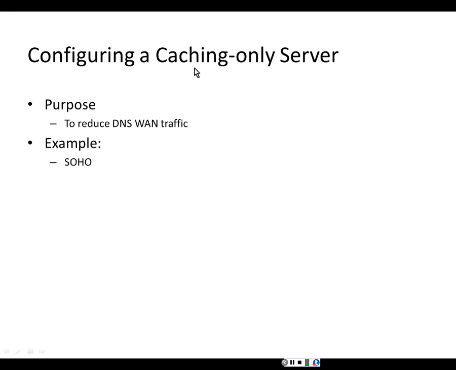Now let's look at configuring a caching-only server. You already know what DNS caching is. Let's look at a caching-only server. The purpose of a caching-only server is to reduce DNS wide area network traffic, and it is typically used in a SOHO, a small office, home office. Typically used in a small office environment.